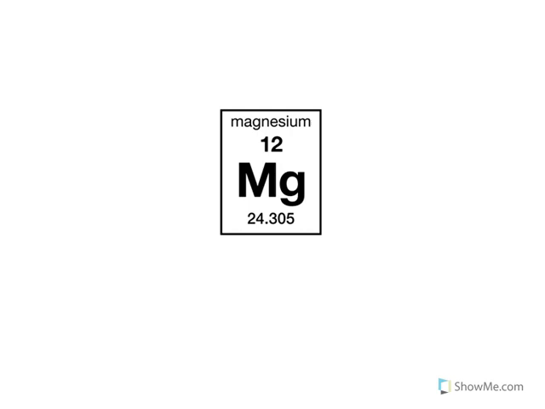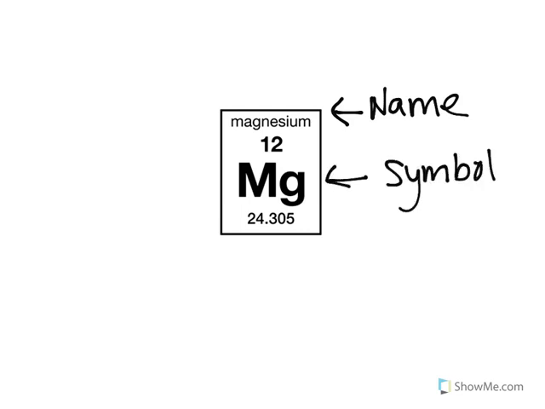I've picked magnesium here to look at a little bit more closely. I think the name is quite self-explanatory. In this case, the name of the element is magnesium, and the name basically just tells you what element you're looking at. We then have the symbol, and this is an abbreviated form of the original word for the element. For magnesium here, it's abbreviated to Mg.